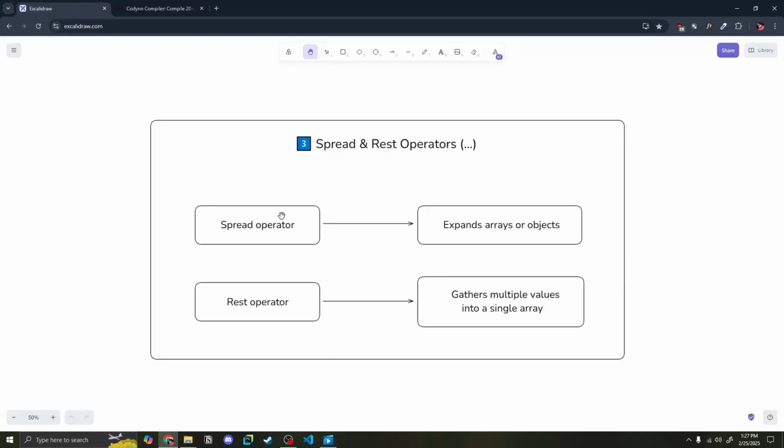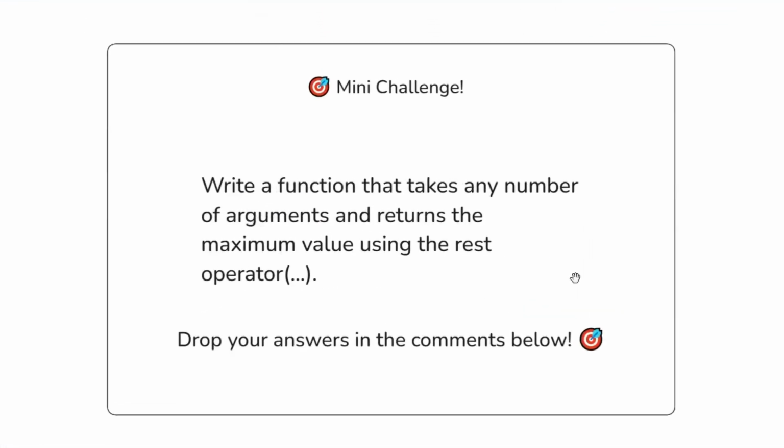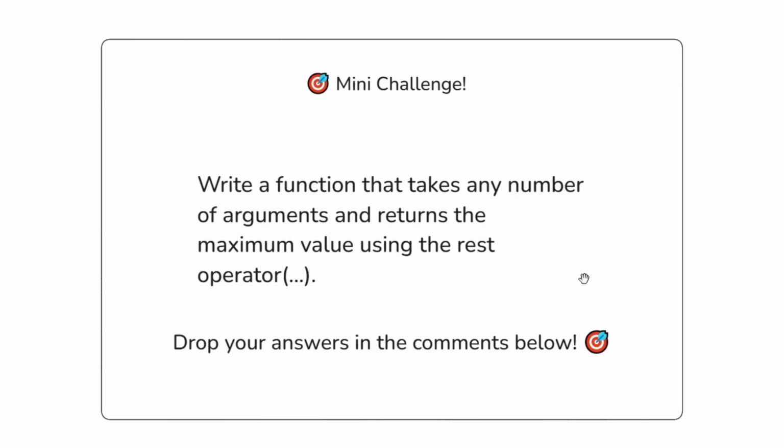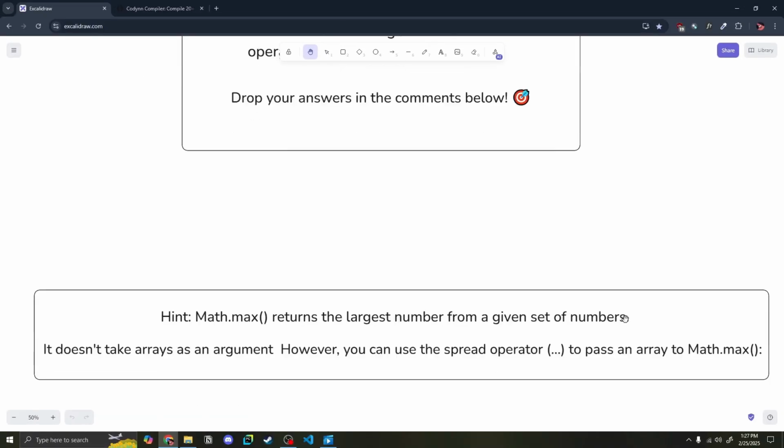As always, we do have a mini challenge for you guys, and the challenge is to write a function which takes any number of arguments and returns the maximum value using the rest operator. You can drop your answers in the comments below. The hint for this challenge is to use the Math.max method, which returns the largest number from a given set of numbers. It doesn't take arrays as an argument. However, you can use the spread operator to pass an array to Math.max.